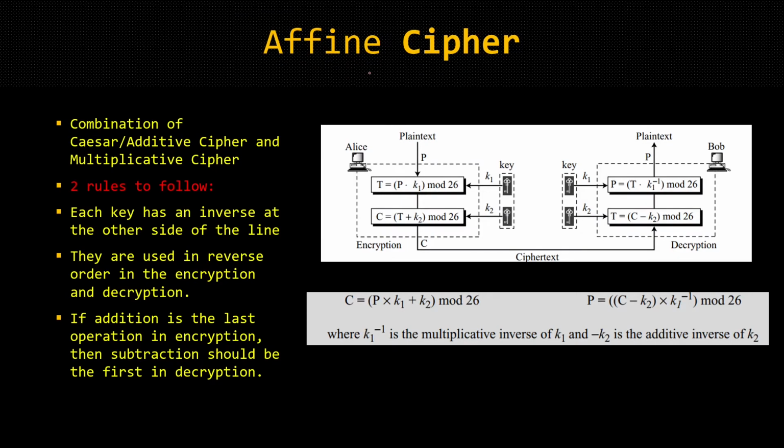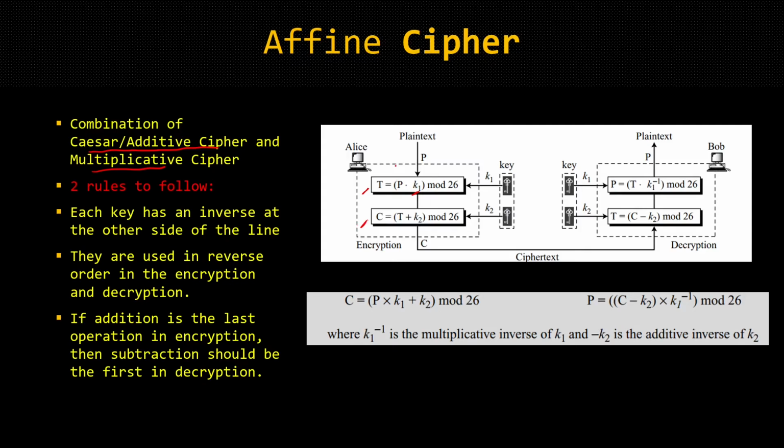Now moving on to the affine cipher. This affine cipher is basically a combination of our Caesar and multiplicative ciphers. In this diagram, you can see that when Alice is sending the message to Bob, at first Alice converts the plain text using a multiplicative cipher with key K1, and then Alice generates the ciphertext using another key K2 with the additive cipher, right? So basically Alice is combining two ciphers: the multiplicative cipher and then the additive cipher, or the Caesar cipher.